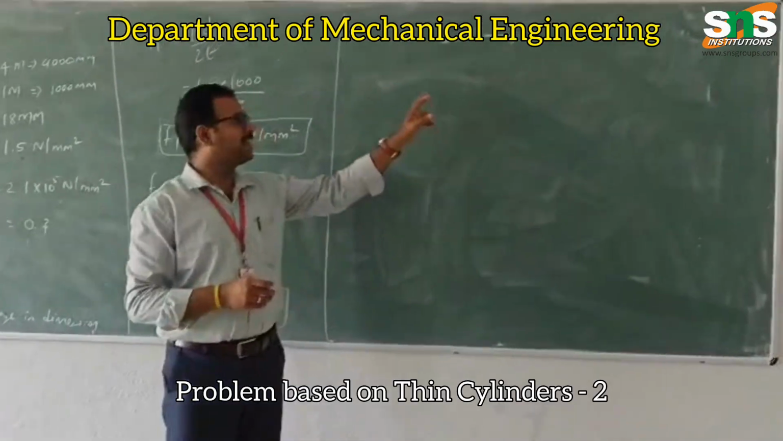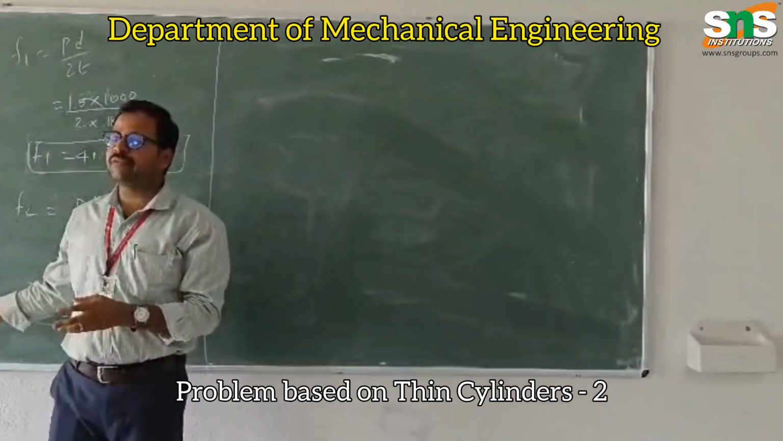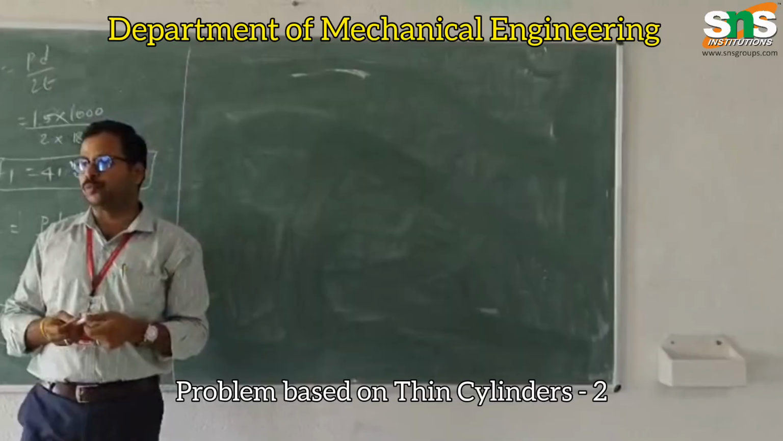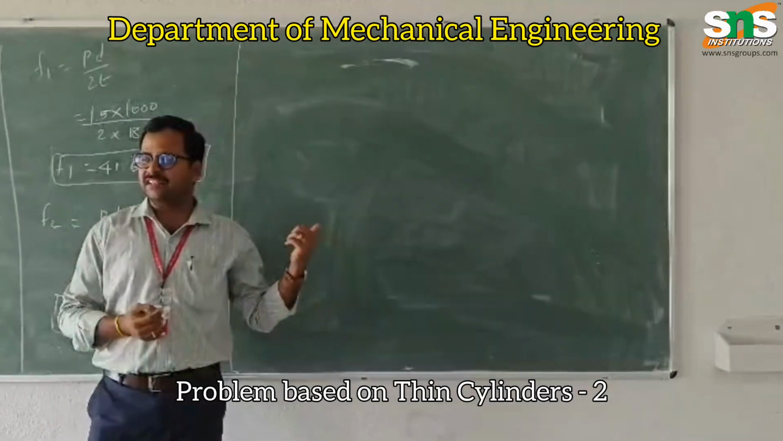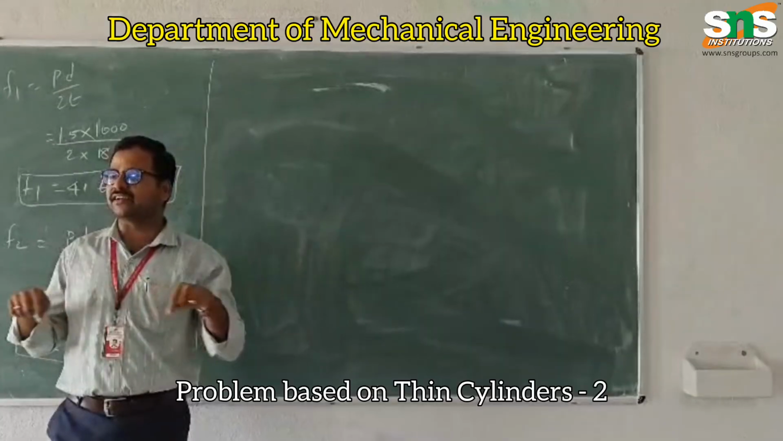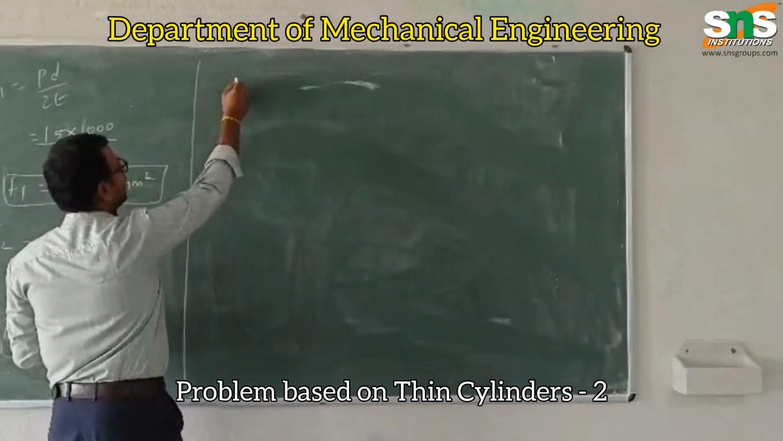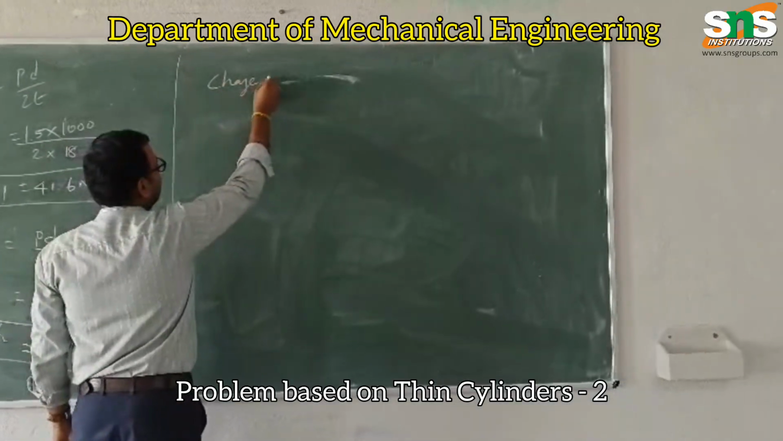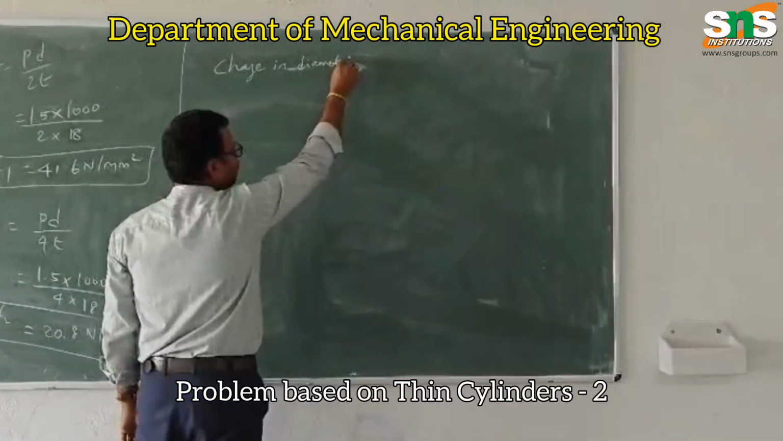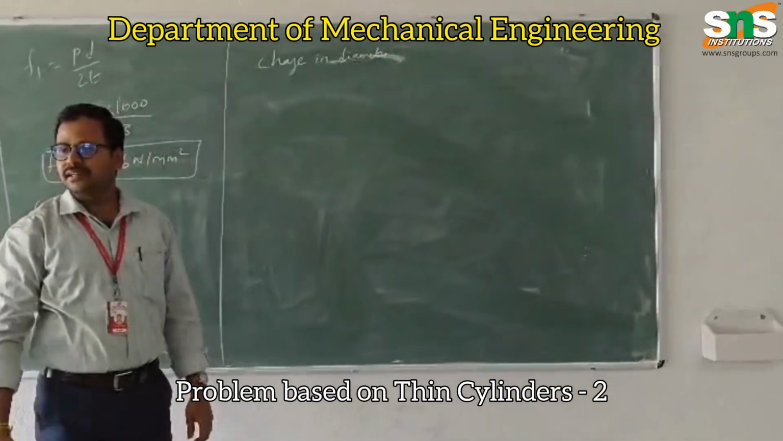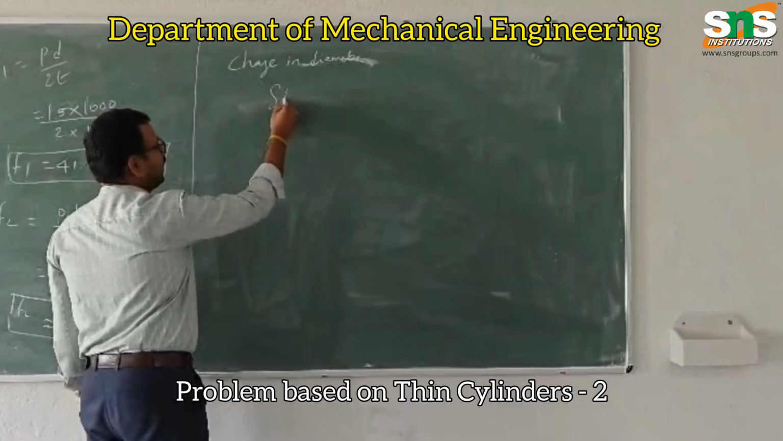Next one, we can calculate the changes in the dimension of the particular cylindrical tube. First we want to calculate the change in diameter as well as the change in total length. So first we can calculate the change in diameter. What is the symbol of the change in diameter? It is nothing but del D.